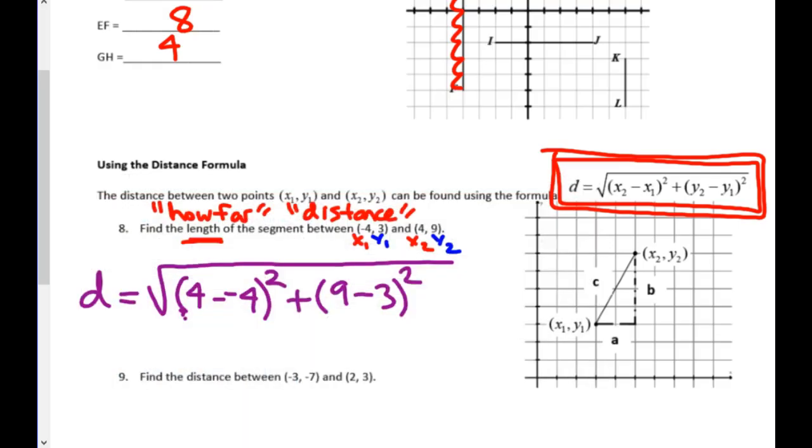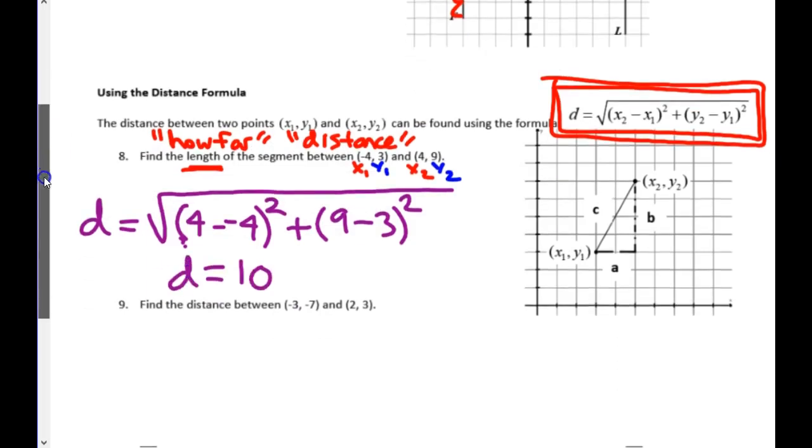So let's write that down. 10, distance equals 10. Okay.